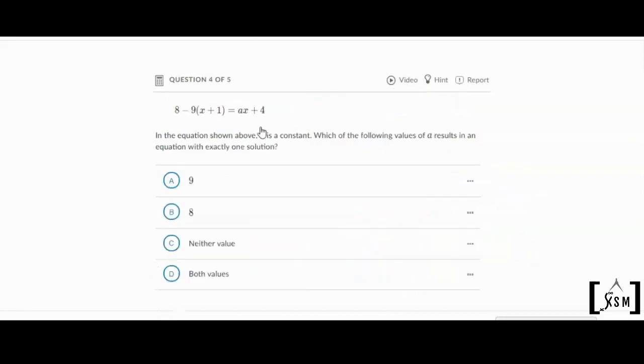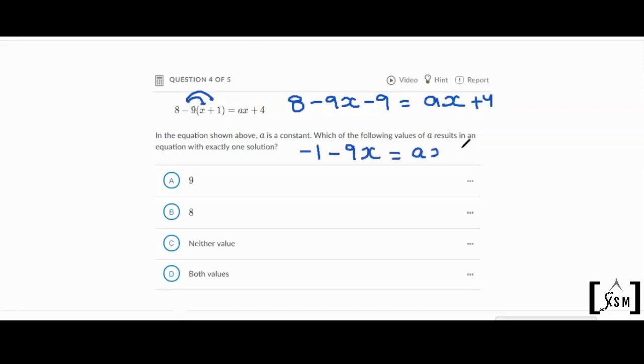Have a look at question number 4. In this equation above, which of the following values of a results in an equation with exactly one solution? So in this equation, we need exactly one solution. It means some value of x is required. So we'll solve it. First of all, let's break the bracket. So minus 9 will multiply with x and with 1. So negative 9x negative 9 is equal to ax plus 4. Now 8 minus 9 is negative 1 minus 9x equal to ax plus 4.